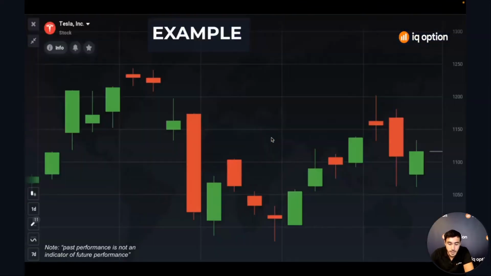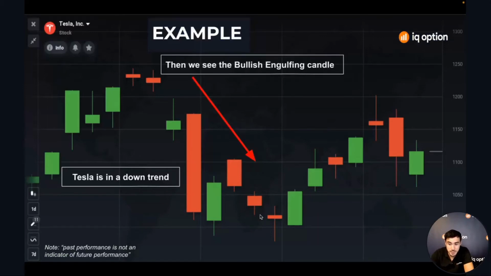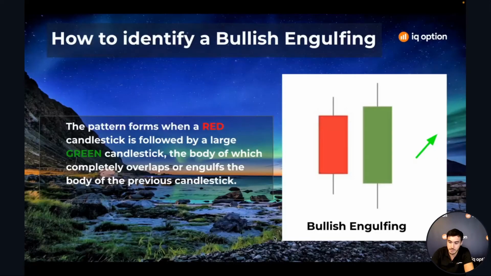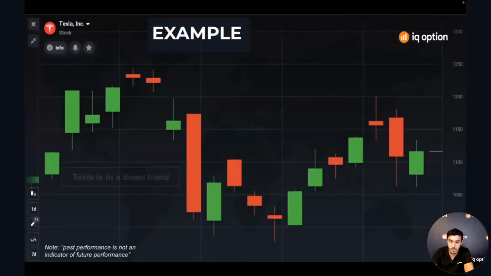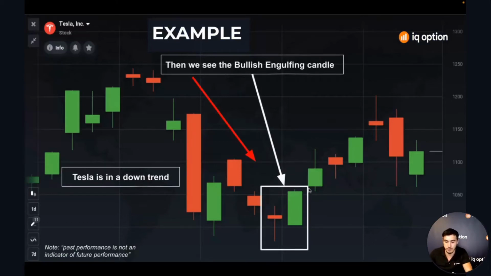An example, we can see in Tesla on the one day chart. A downward trend. Here we see the bullish engulfing candle. Sorry, one moment. Yes, going up. A downtrend, and here it is. No, let me draw it again. I have this body, and the next green candle completely covers the previous body, indicating what? A potential upward trend eventually.